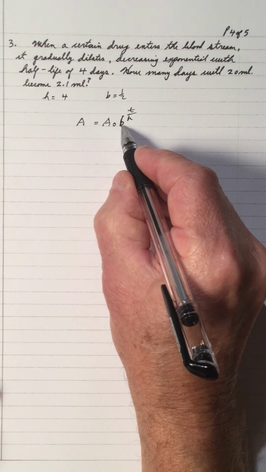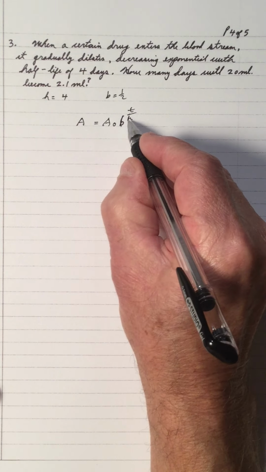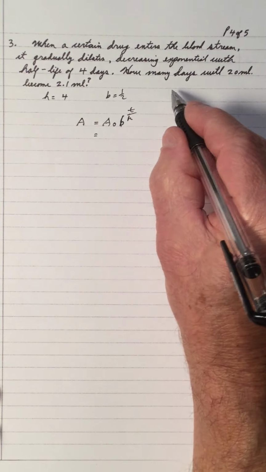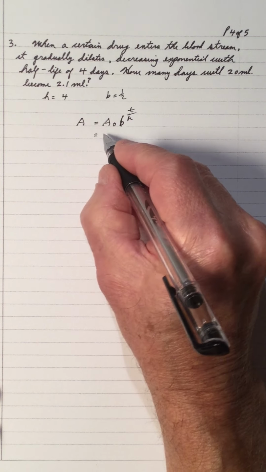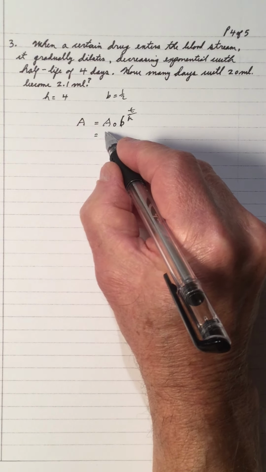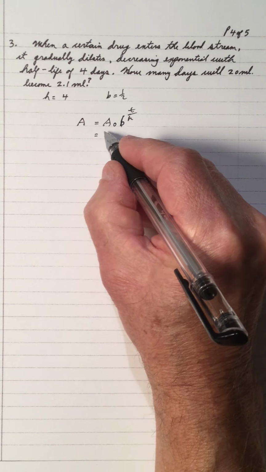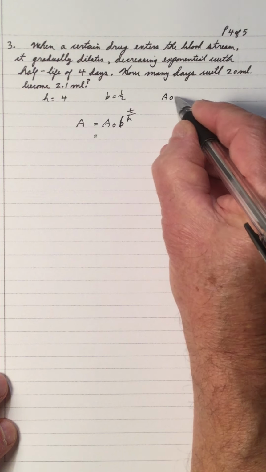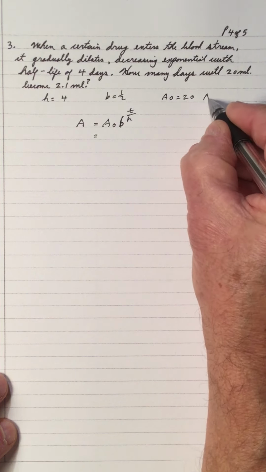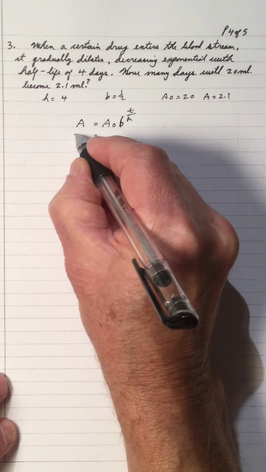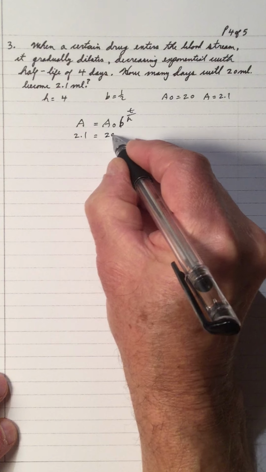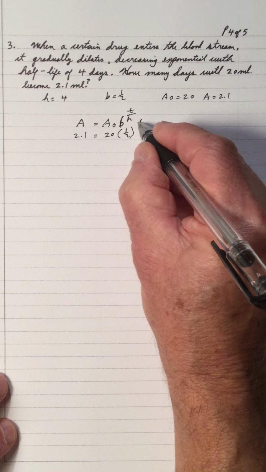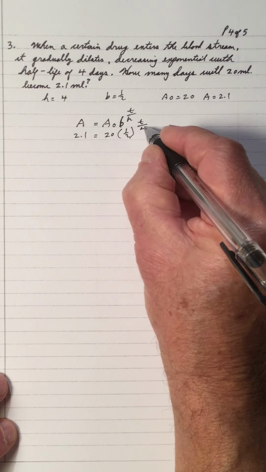So we have the base and time, and H is for half-life. If we want to find the half-life time... I didn't put the amounts in. So the initial amount, which was A0, is 20, and A is 2.1. The initial is 20, the base is a half, and we want to find the time, and the half-life is 4 days.